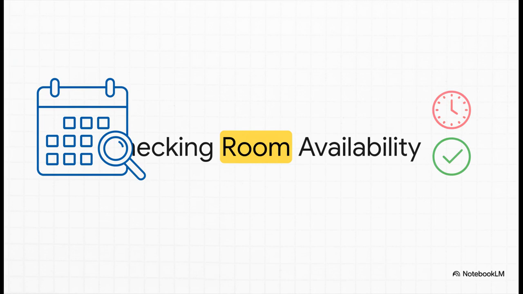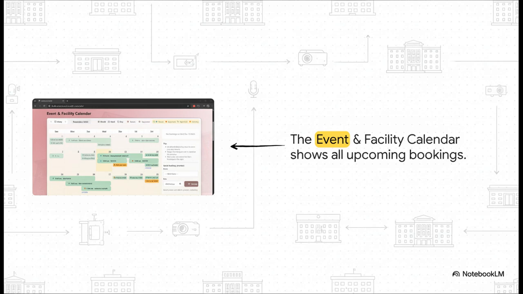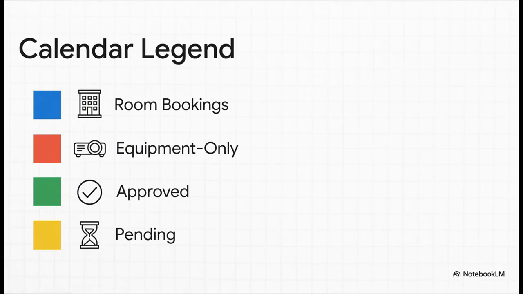First up, let's check room availability. Super important step before you do anything else. The main calendar gives you a bird's eye view of everything that's already booked. And these color codes, they tell you the status of every booking at a glance.